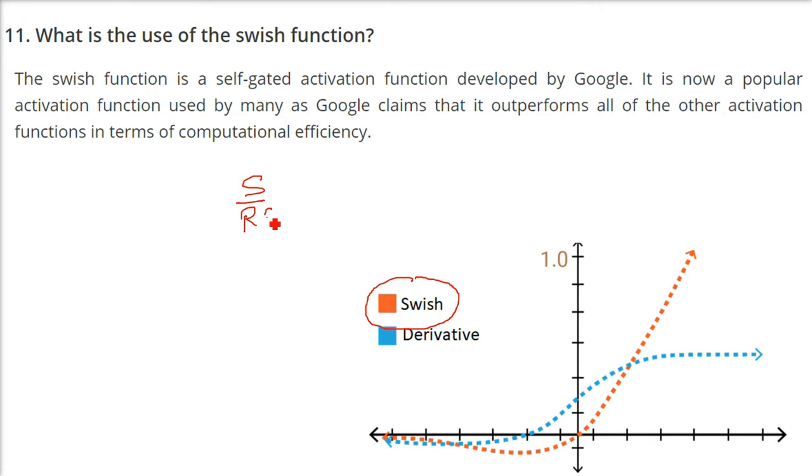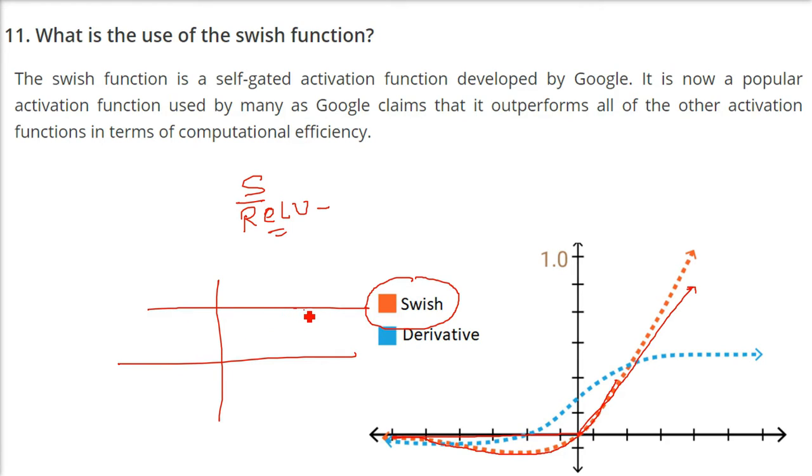Previously people were using sigmoid, then they started using ReLU. Then this orange line is actually depicting the swish function. So it is now a very popular activation function, and this ReLU function will be 0 till the origin from the left, and it goes like this, a straight line, alright. And this is the sigmoid kind of curve, S curve. But when we talk about this swish, Google is claiming that it is outperforming all the other activation functions in terms of computational efficiency.